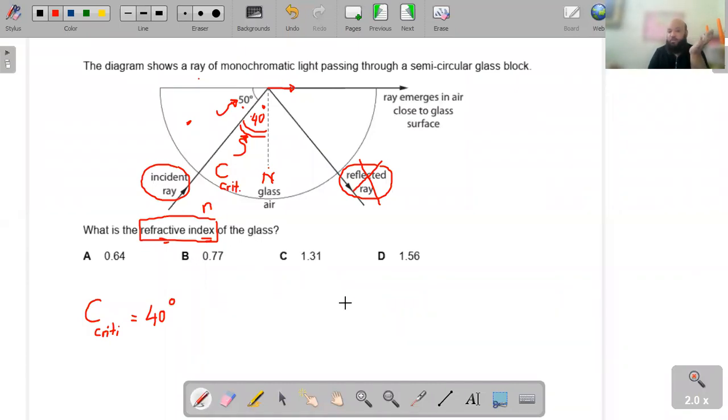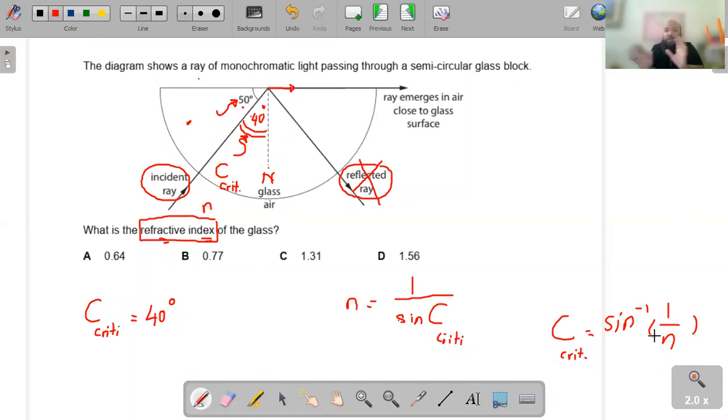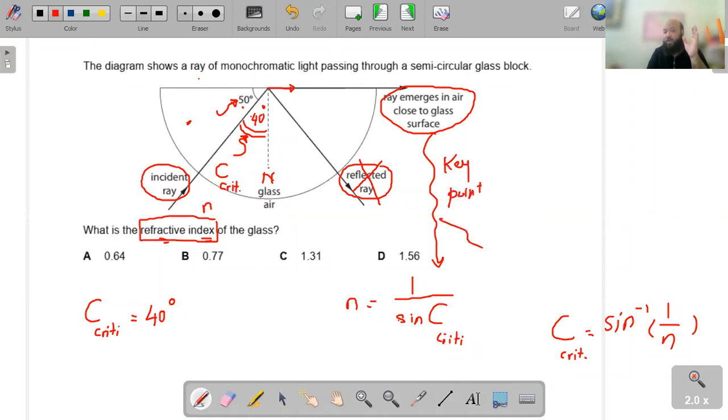As I told you, if you want to find n, we write n equals 1 divided by sine critical angle. If we want to find the critical angle itself, we say critical angle equals sine inverse of 1 over n. These are the two cases. Whenever you see the emerging ray close to the surface or parallel to the surface, this is the key word that shows you will use this or this. Your mind should be programmed for that. So here n equals 1 over sine 40 degrees.